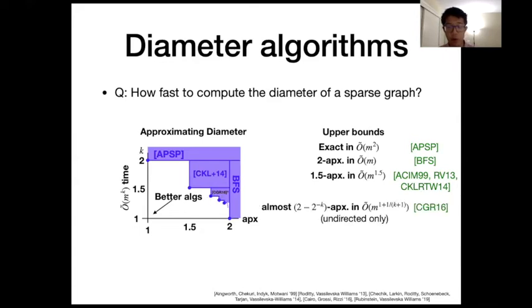If we're working with undirected graphs, it's also known that you can get an almost 2 minus 2 to the minus k approximation in m to the 1 plus 1 over k plus 1 time. This almost means that you also lose an additive factor in addition to the multiplicative approximation ratio. So in generic graphs, these are the best known algorithms. More is known if you assume your graph is, say, planar or has bounded tree width or something, but for generic graphs, this is the best we know how to do.